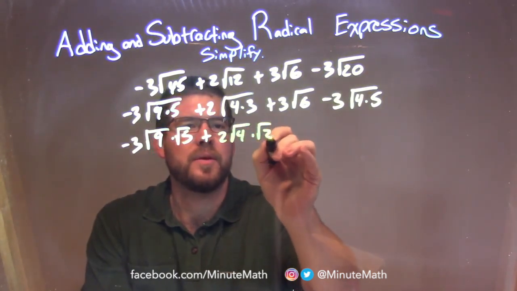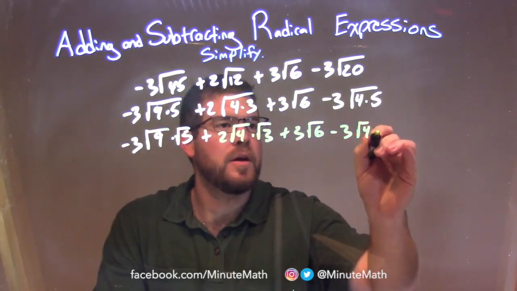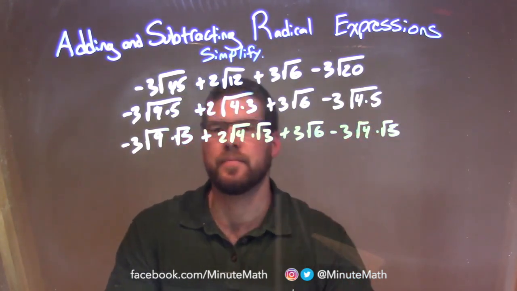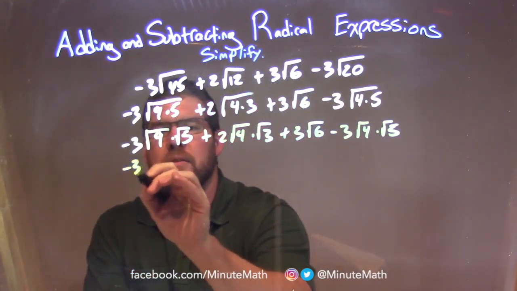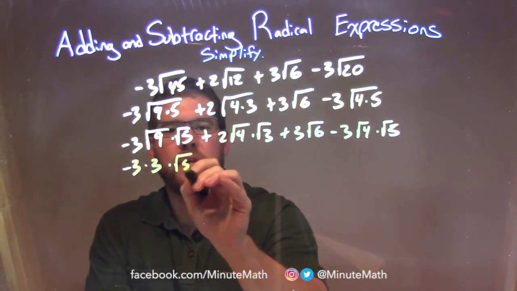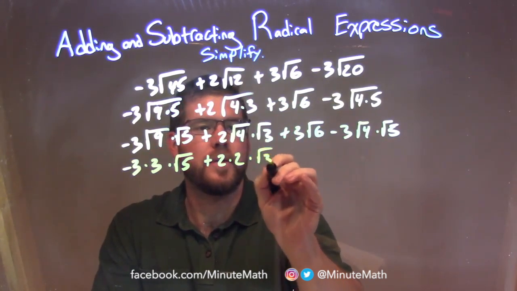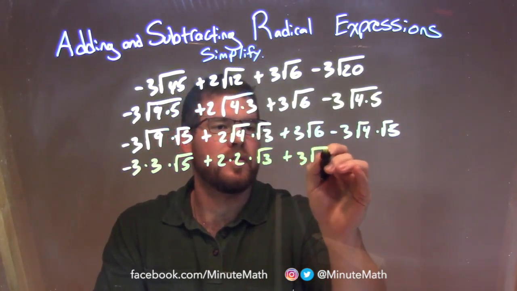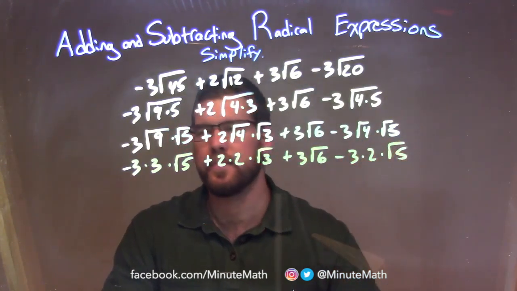4 times the square root of 3 plus 3 square root of 6 minus 3 times the square root of 4 times the square root of 5. Okay. Now from here I'm simplifying. Square root of 9 is just 3, so I have minus 3 times 3 plus the square root of 5 plus 2. Square root of 4 is a 2 times the square root of 3 plus 3 square root of 6 minus 3 times the square root of 4, which is 2, times the square root of 5.